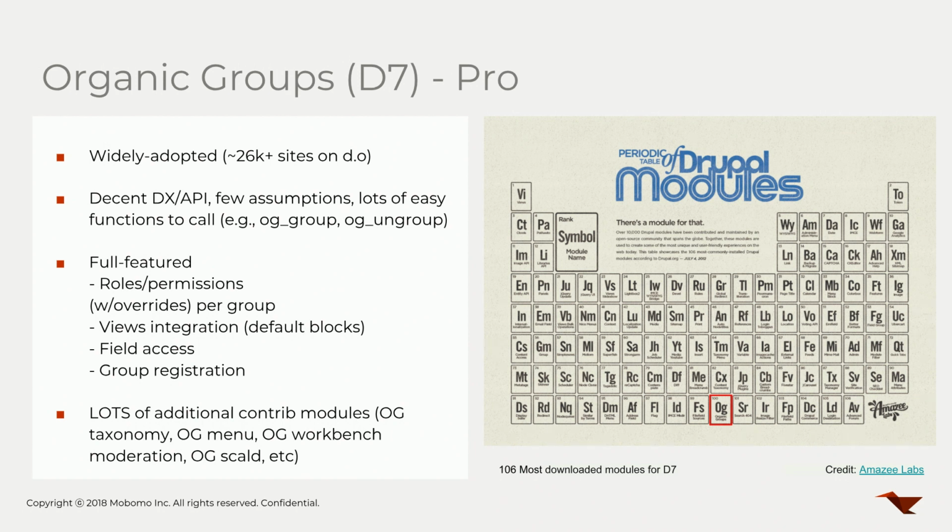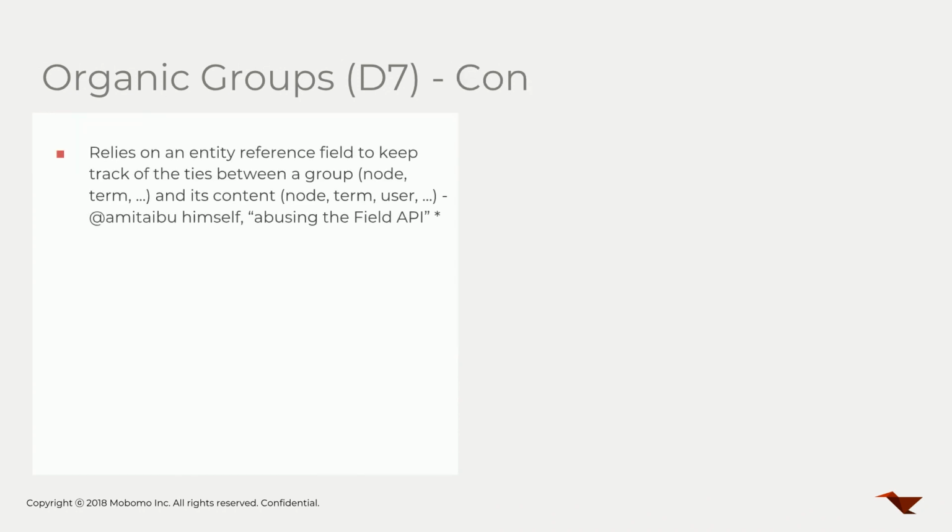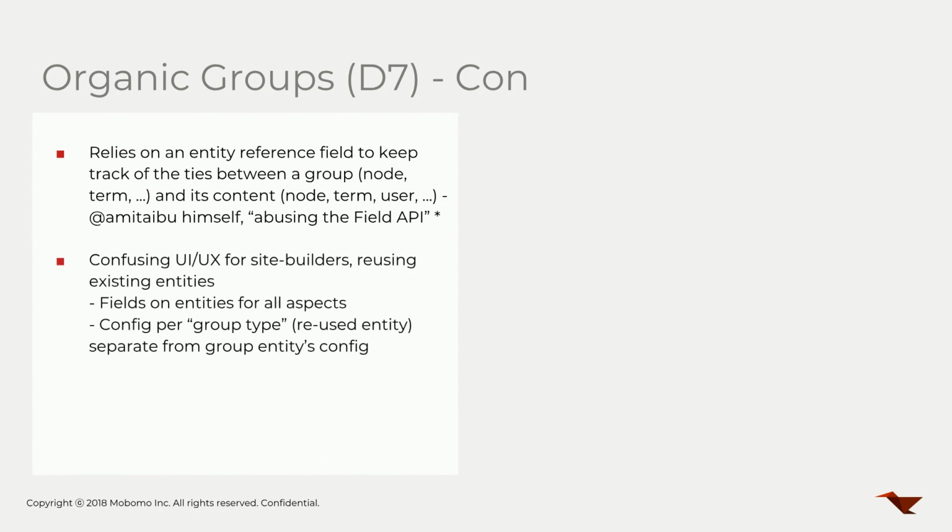And then I got this cool little graphic. If you've never seen this before, it's the most downloaded Drupal modules. So let's see, OG made the cut there. Cons for organic groups. It relies on an entity reference field to keep track of the relationship. One of the maintainers, or I guess former maintainer of OG in D7, himself called this abusing the field API. So there's something kind of dirty feeling about using a field to create this relationship, and you'll see what I mean later when we get into group more.